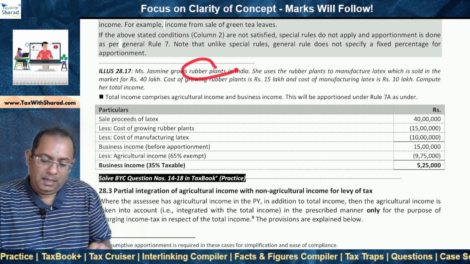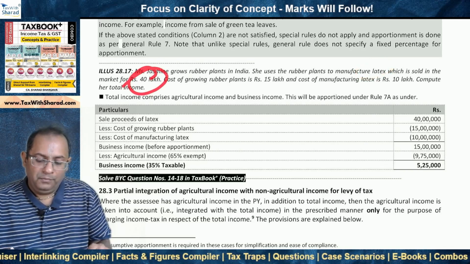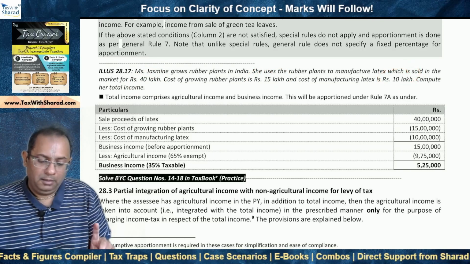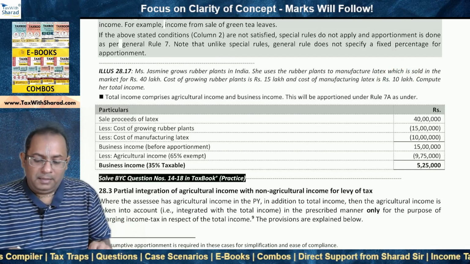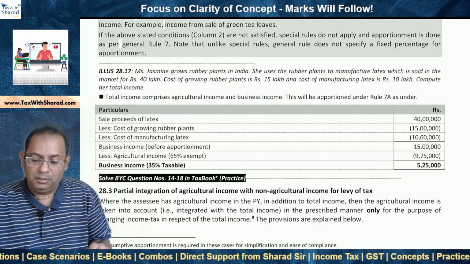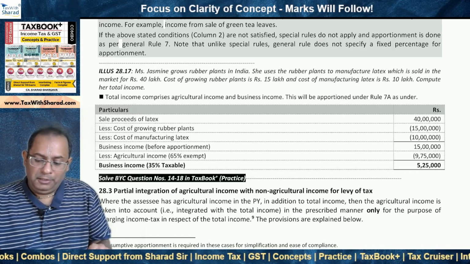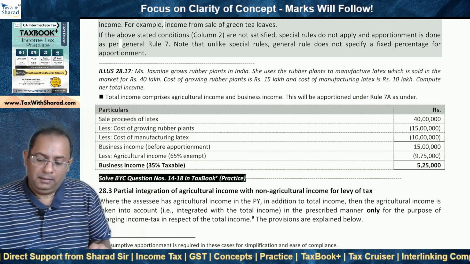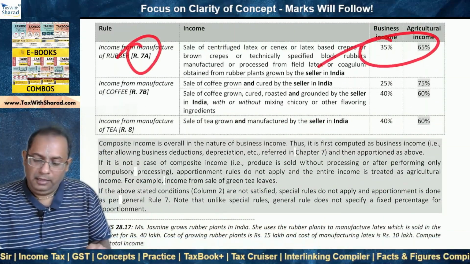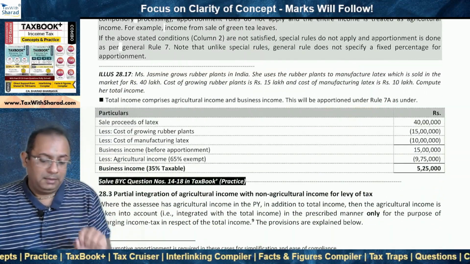Ms. Jasmine grows rubber plants in India. She uses the rubber plants to manufacture latex, which is then sold in the market for 40 lakh. Cost of growing rubber plants is 15 lakh, and cost of manufacturing latex is 10 lakh. Compute her total income. Now, total income comprises agricultural income as well as business income, exempt and taxable portions both. It is composite income because latex is being manufactured. So it is composite income, and since a special rule 7A has been provided for, the income will be apportioned as per rule 7A, 35 to 65%.